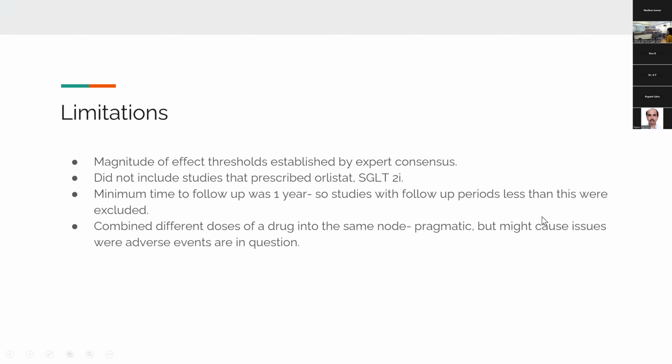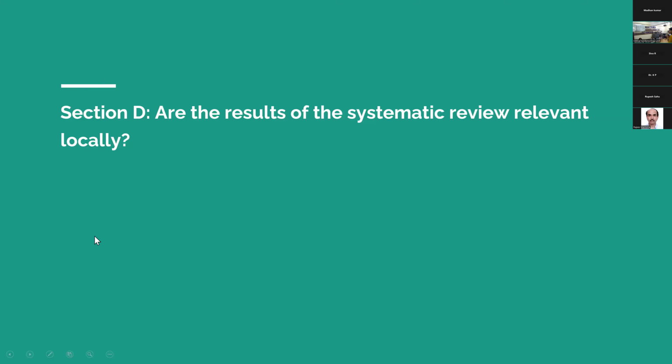The minimum time to follow up was 1 year. Studies that look at weight loss don't require 1 year for the effect to happen, right? So there were many big studies that were excluded because the period of follow up was less than 52 weeks. And one problem that I had was they combined different dosages of drugs into one node. Especially for adverse events assessment, this was a problem.